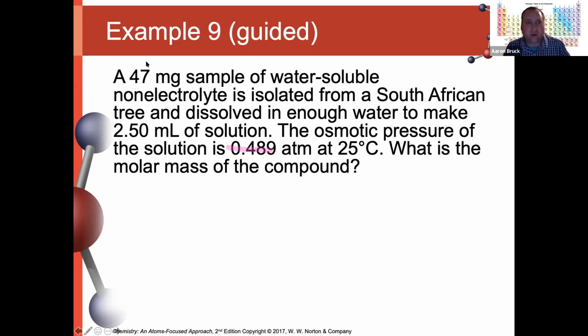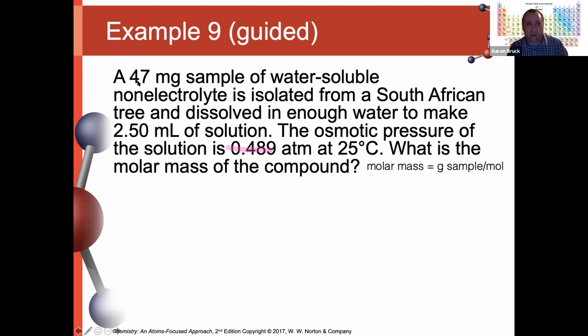Now, to solve this, we have to take into consideration, again, our definitions. Molar mass is going to be equal to grams of sample divided by moles of sample. So I've got 47 milligrams. So I've got a mass of the sample. I'll just need to turn it into grams here in a minute. I need to figure out the number of moles of the sample. Now, the only way that I can do that is by using this osmotic pressure.